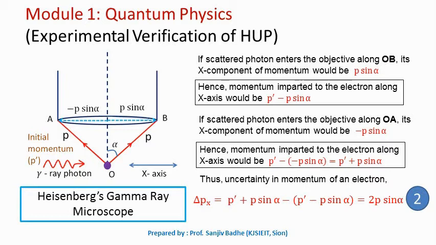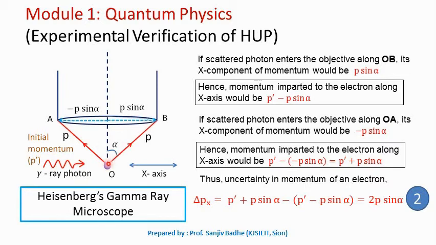Now let us calculate the uncertainty in the determination of the momentum of the electron. To see this electron, we are making use of a gamma ray photon. After colliding with the electron, if this gamma ray photon enters into the objective lens of this microscope, then the electron is seen and the position of the electron can be determined. The initial momentum of this gamma ray photon is p dash. Now the electron will be seen if the gamma ray photon enters in any direction between OA and OB. So we are not sure about the direction of the gamma ray photon.